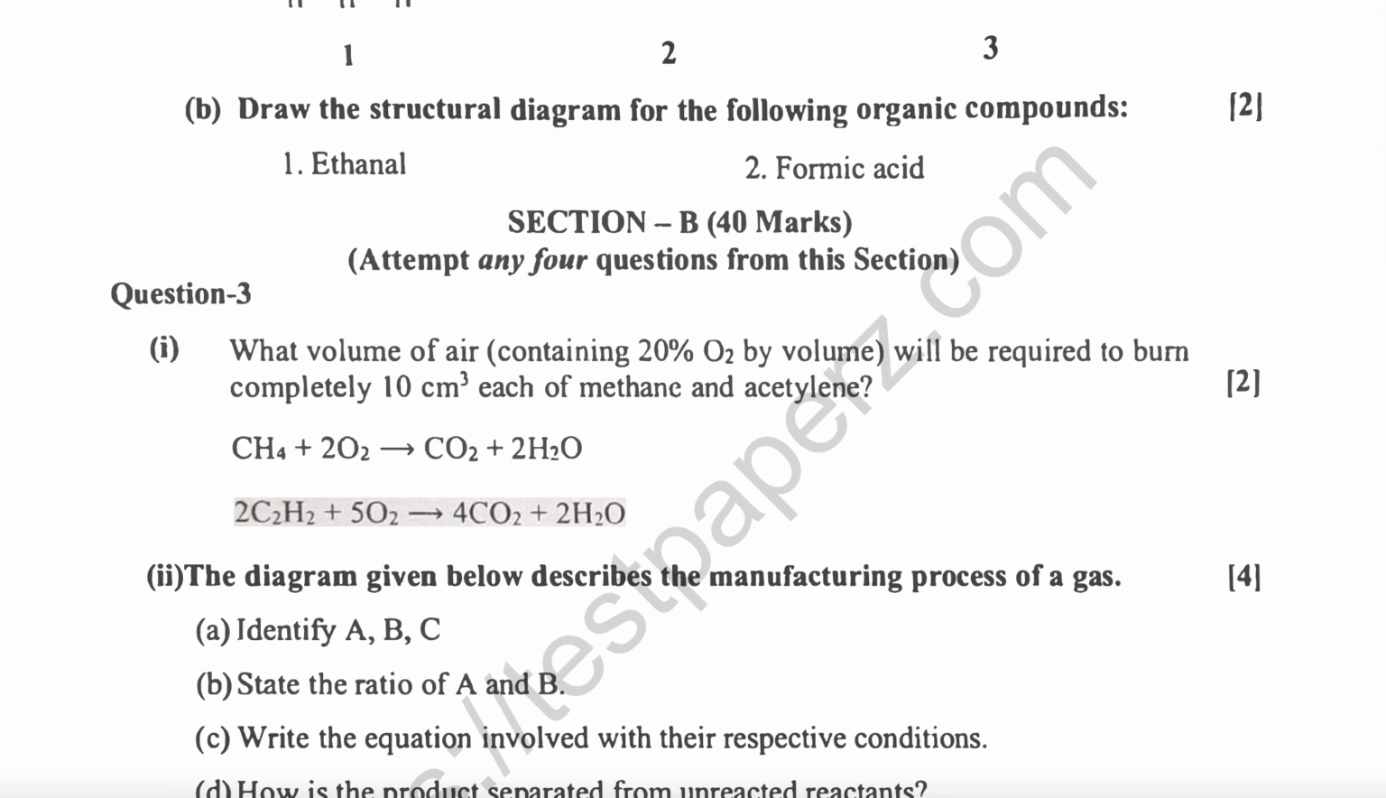Ethyl alcohol. Okay, let us see ethanol. Once again, look over here. Please pay attention. Did we agree with this? What is this? This is an aldehyde, correct?